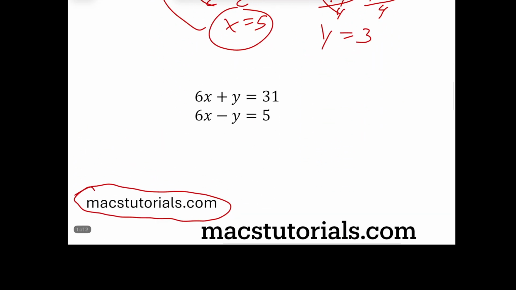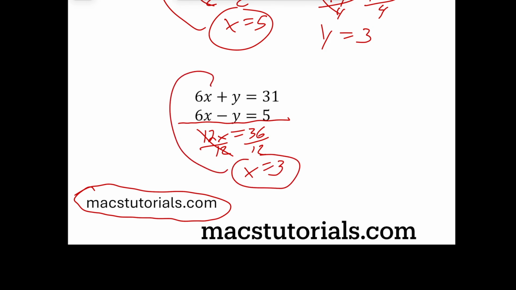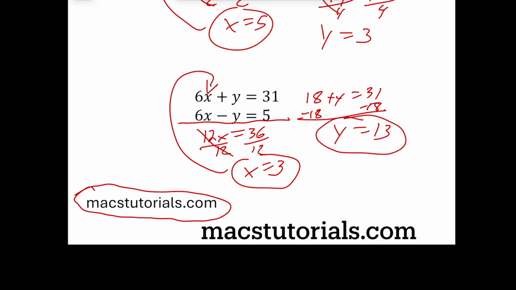Okay? And going on to the very last one, I can tell that the y's are going to eliminate because the signs are different. And I'm going to get 12x equals 36. Boom, boom, boom. x equals 3. And when I plug x equals 3 in, 3 times 6 is 18, plus y equals 31. And once I subtract 18 from both sides, I'm going to get y equals 13. And that would be my final answer.